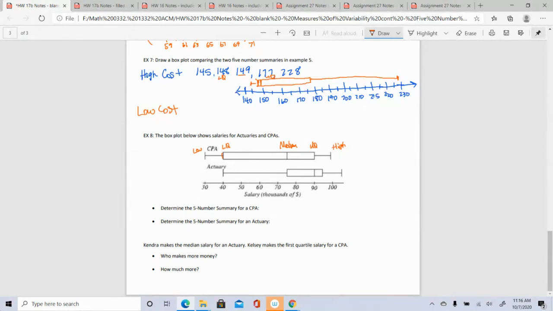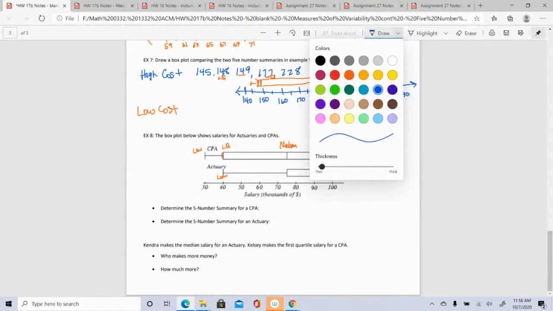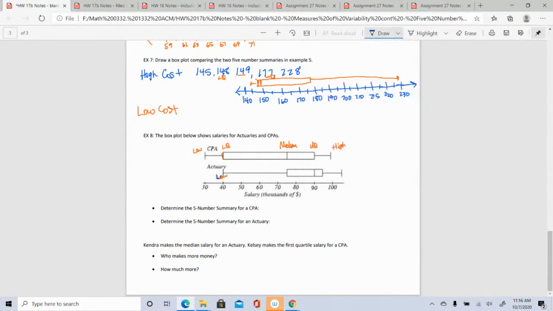Okay, so same thing here. This would be your lowest here. Let me get a different color. My lowest number is here. My lower quartile, median, upper quartile, and then the high value. Okay, determine the 5-number summary for the CPA. So do that for the CPA and do that for the actuary.